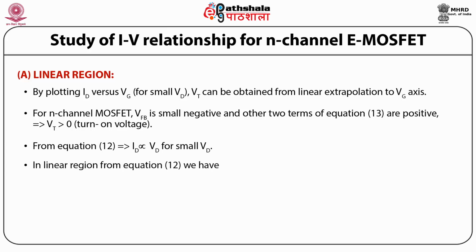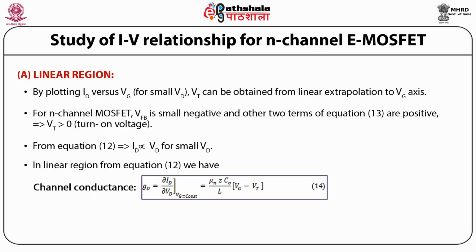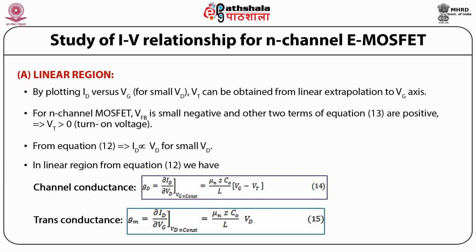So in the linear region, from equation 12 we have the channel conductance Gd equal to ΔId by ΔVd at constant Vg, equal to μn Z C0 by L multiplied by (Vg − Vt), and the transconductance is Gm equal to ΔId by ΔVg at constant Vd, equal to μn Z C0 by L multiplied by Vd.